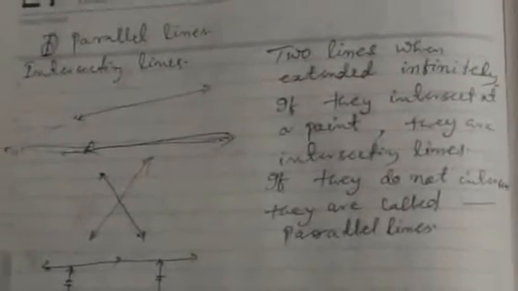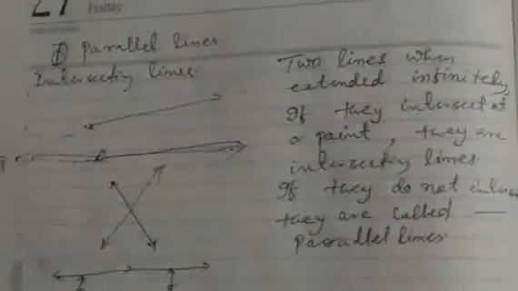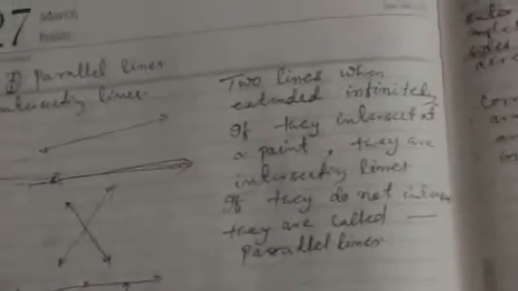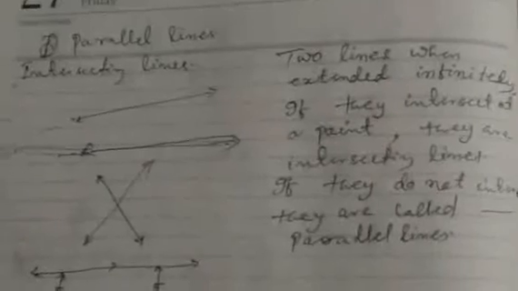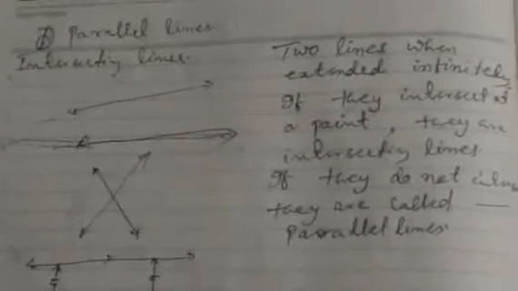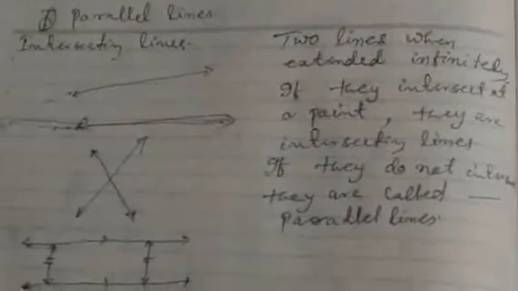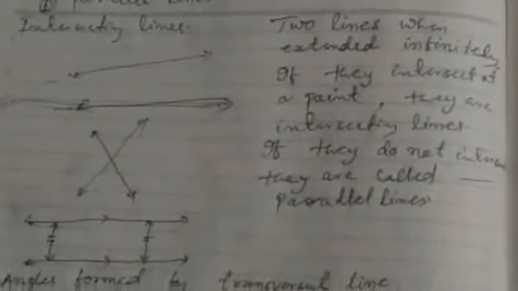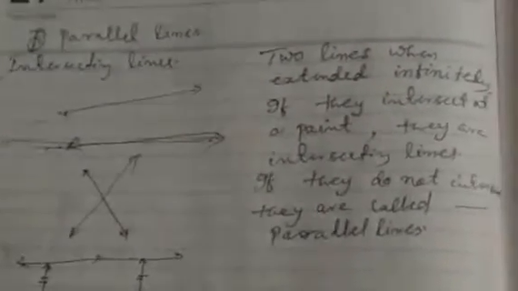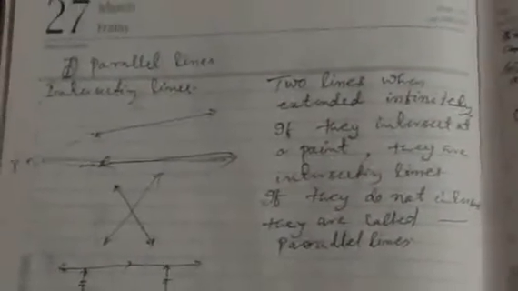We discussed lines and angles, in which we already discussed adjacent angles, linear pairs, vertically opposite angles, etc. and some problems also we discussed. Today we will discuss parallel lines. What are parallel lines? How are they different from intersecting lines?